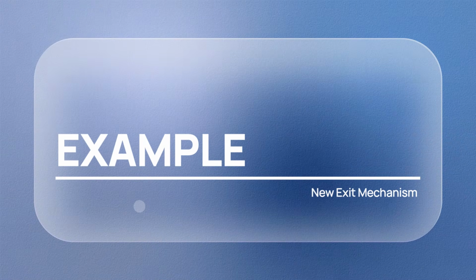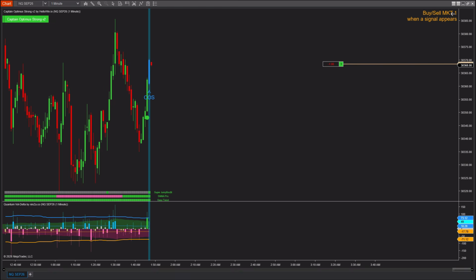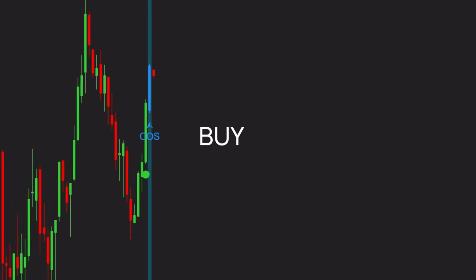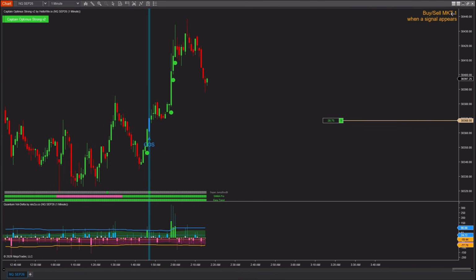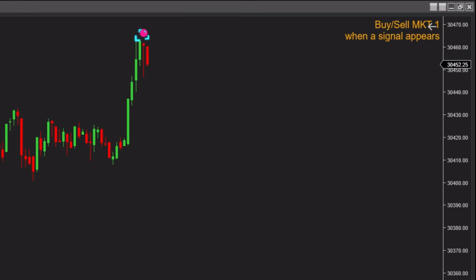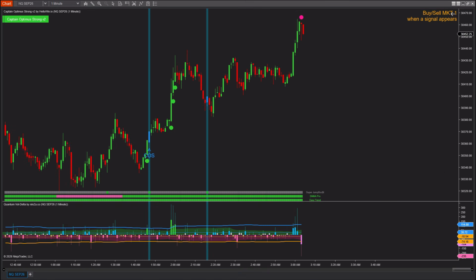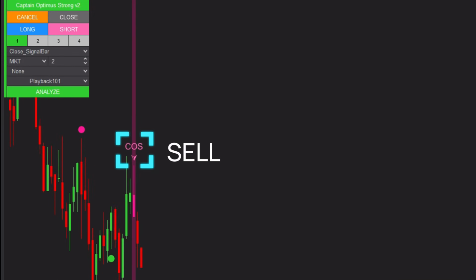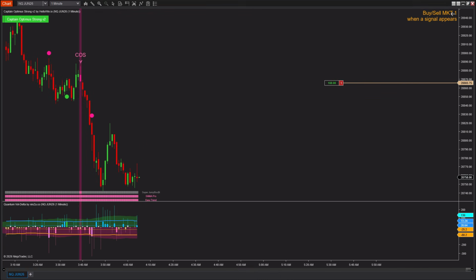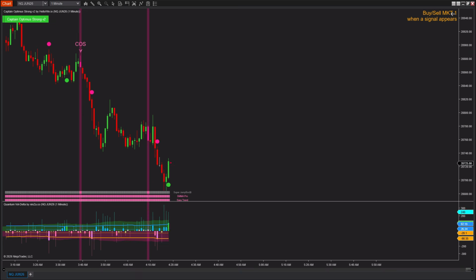Next, let's look at a clear example of how the indicator-based exit mechanism works. In this example, we have a buy trade. The exit condition is configured to trigger when volume delta generates an opposite signal. As a result, the trade will remain open until a bearish volume delta signal appears, at which point the system will automatically close the buy position. Conversely, if the system is holding a sell trade, the position will remain active until volume delta generates a bullish signal, which will serve as the exit condition.